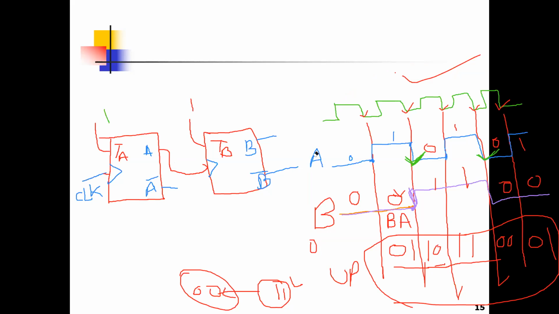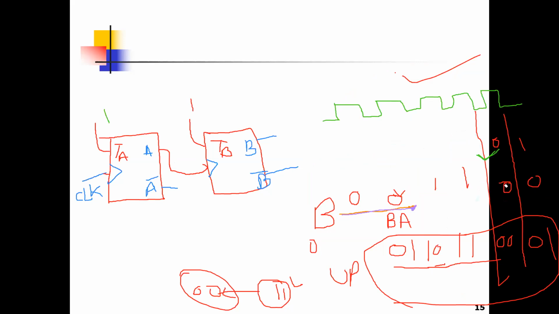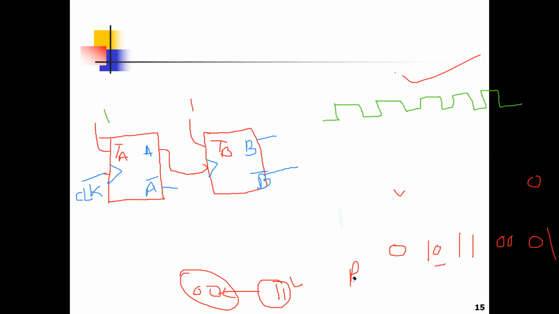The edge will differ, right? It will be a positive edge now, so you will get the result for the up count, not the down count. Where will you get the result?